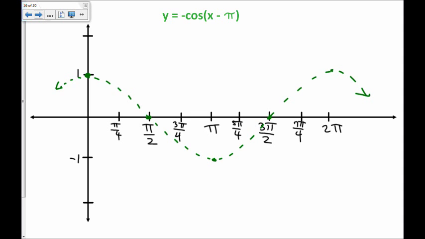Now I do things vertically first. So I'll first deal with this -1. The negative will flip it vertically. So now this point will be down here. This point will stay at 0. This point right here will actually go up here. This point will stay, and this point will go down. And so it actually will look like this.